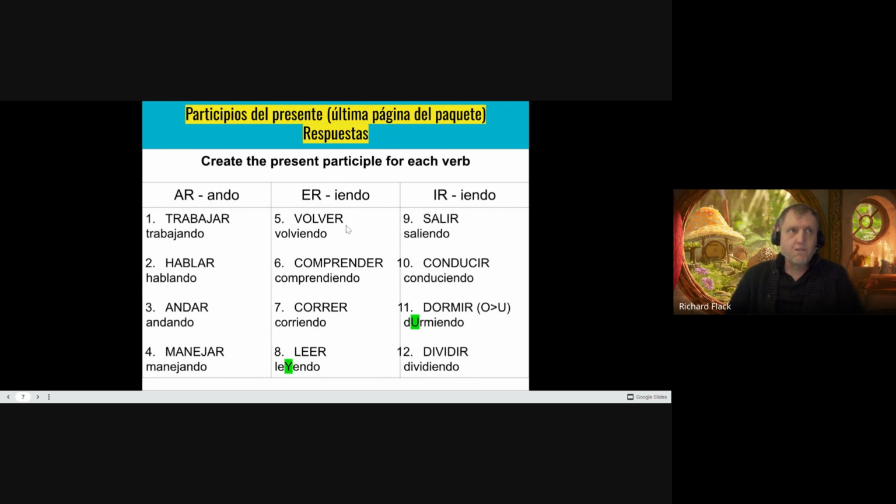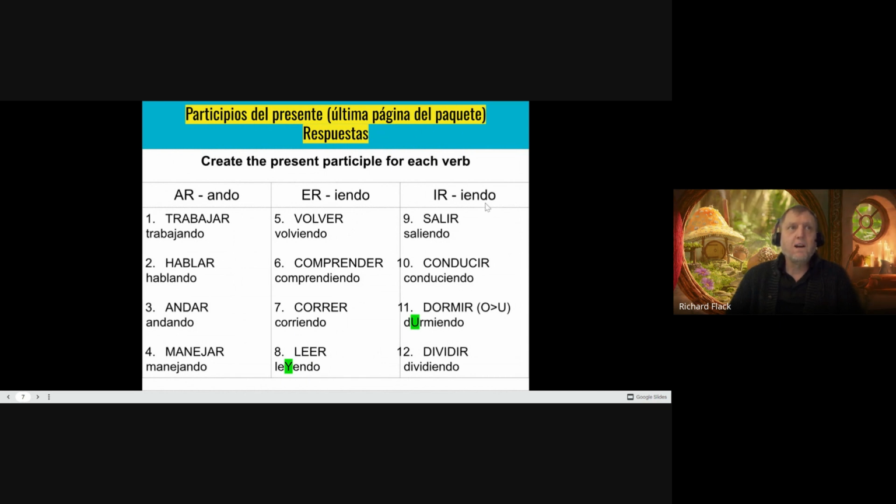For our ER verbs, volver, take off the ER, that leaves volv. Add yendo, volviendo. Comprender turns into comprendiendo. Correr turns into corriendo. Leer, take off the ER, that leaves us only LE. That's a vowel at the end of the stem, so instead of putting IENDO, we need to put YENDO, leyendo.